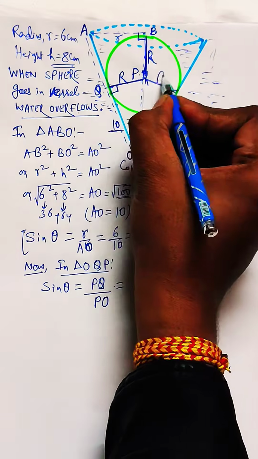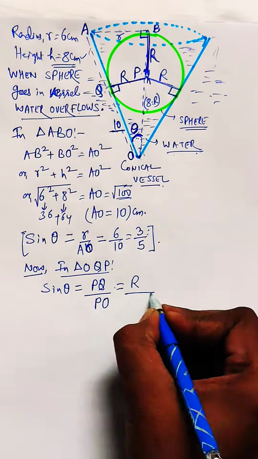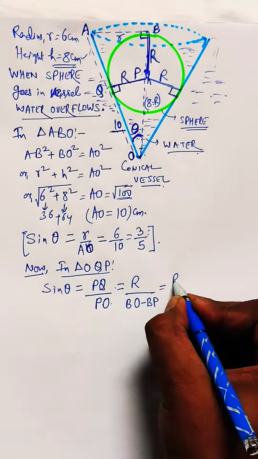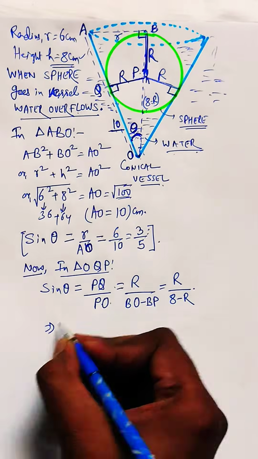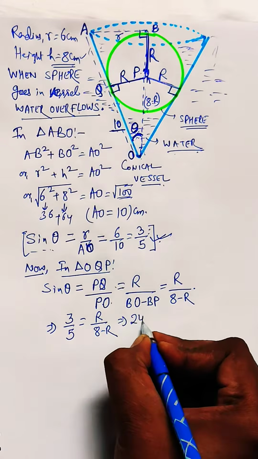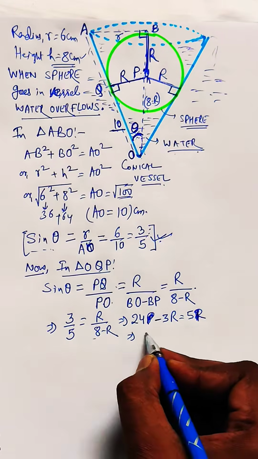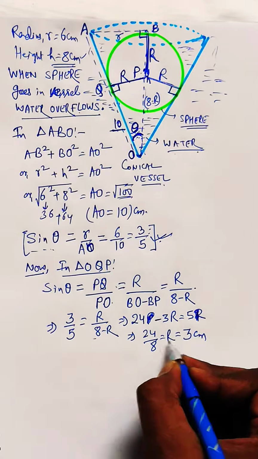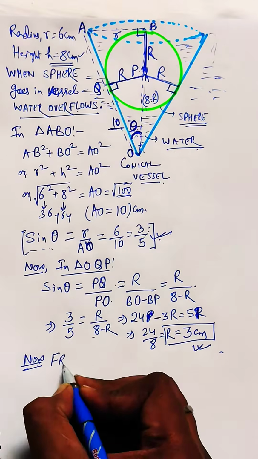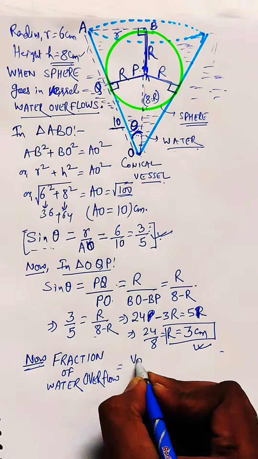So from the previous triangle ABO, get the value of sine theta, that is 6 by 10, and in triangle OQP, that is the smaller triangle which is covering the radius of the sphere, sine theta is PQ by PO. And what is the value of PO? It's BO minus BP. BO is 8, that is the height of the cone, and BP is the radius. So we know the value of sine theta. Put the value of sine theta over here as 3 by 5 and calculate the value of R, because this is a linear equation in one variable, to get the value of R as 3 centimeter.